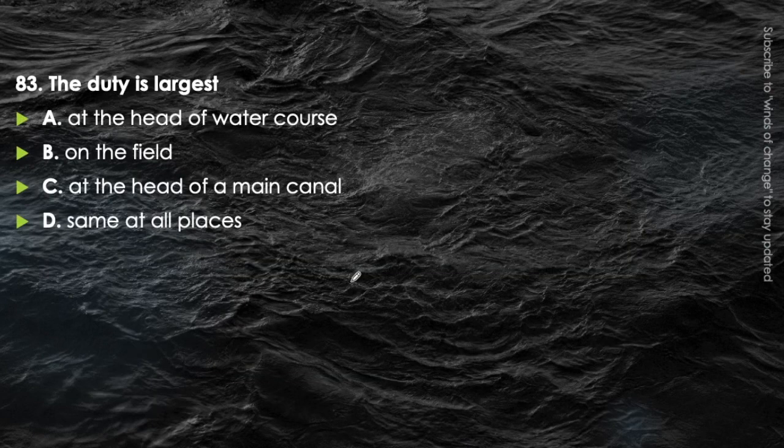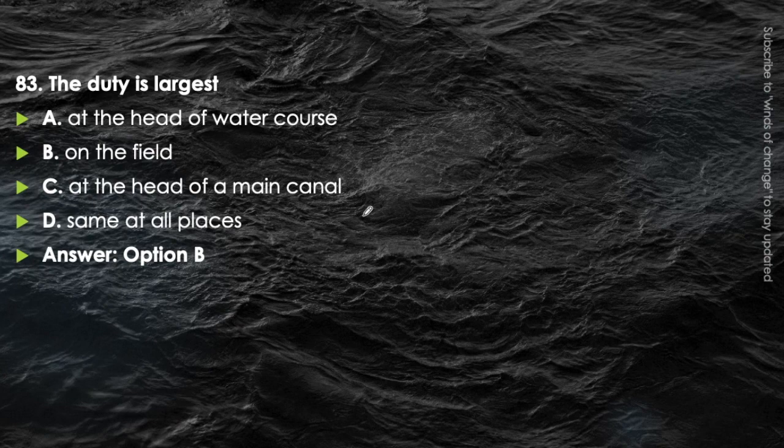The duty is largest at the head of the water course, on the field, at the head of the main canal, or same at all places. Think about it. Largest duty will be on the field. Since all the losses have already taken place, on the field the losses will not be taken into consideration, so the duty will be the largest one. If we have to find out the duty at the head of the water course or head of the main canal, then we have to incorporate some losses also.